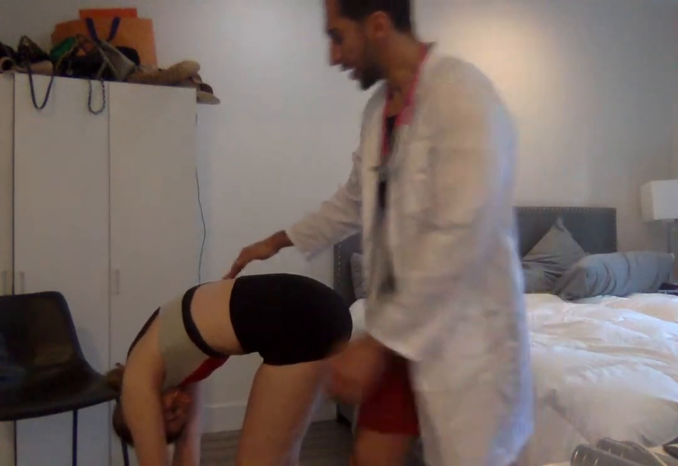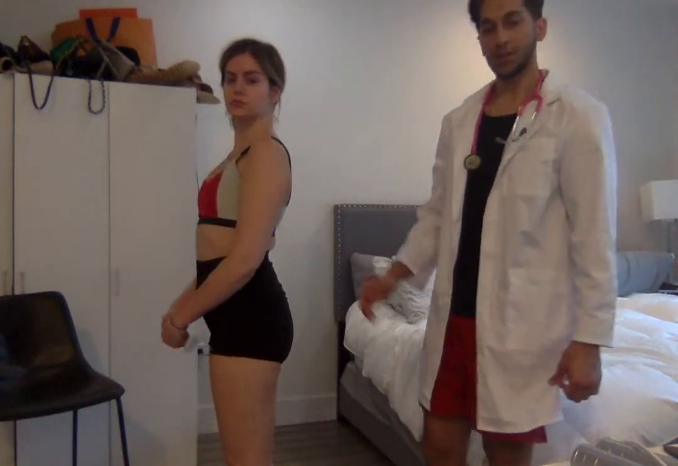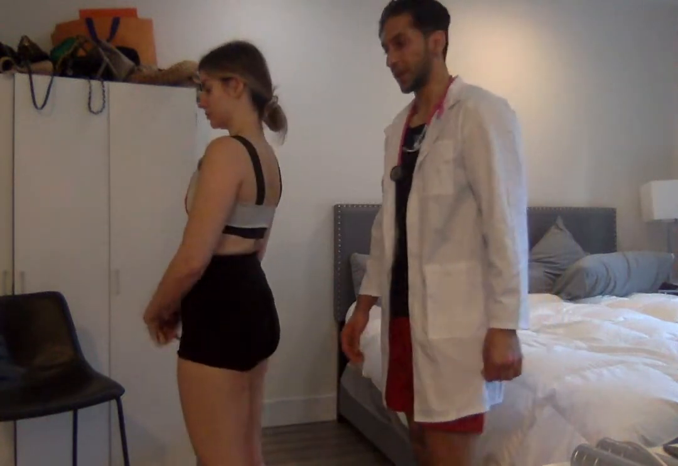All right, any pain here? No? Okay, so you can come back up. So I don't see any lordosis, kyphosis, or scoliosis. Patient has a normal curvature in her spine.